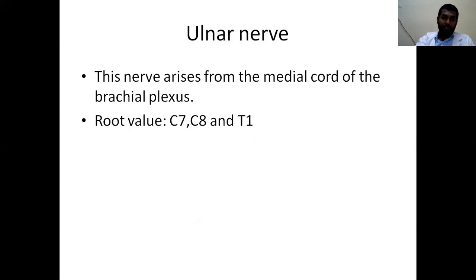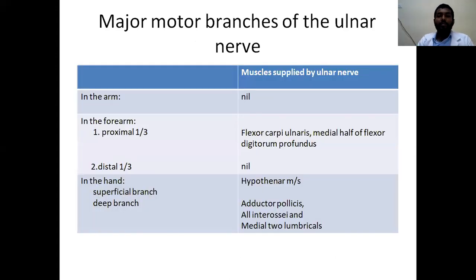Coming to your ulnar nerve. This arises from the medial cord of the brachial plexus. The root value is C7, 8 and T1. What are the motor branches? In the arm, it gives no branches. In the forearm, again in the proximal 1/3, it supplies the flexor carpi ulnaris and medial half of flexor digitorum profundus. In the distal 1/3, there are no branches.